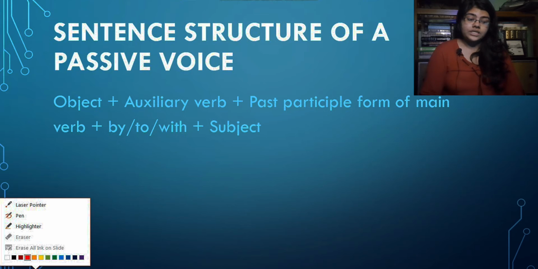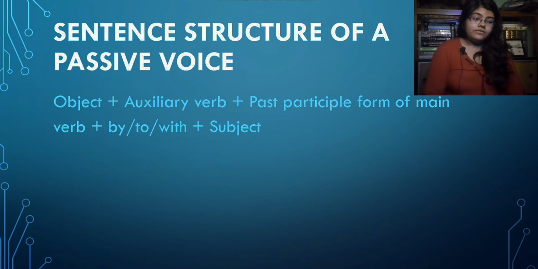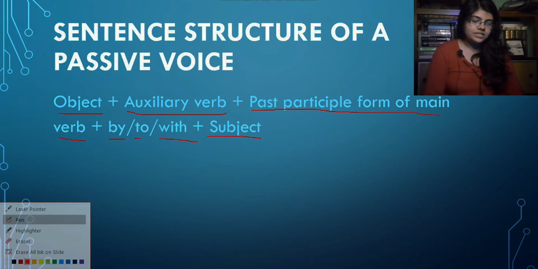Okay, so this one is a bit longer. First the object, then auxiliary verb, then past participle form of main verb. Alright, then we will write by or to or with. Then we will write the subject. Let's see an example. It will be easier for you to understand.